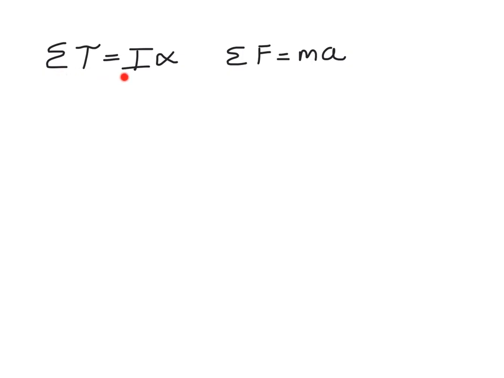Over on the torque side, torque will tend to give us an angular acceleration. It will tend to change, either speed up or slow down a spinning object. But how much it speeds up or slows down depends on the rotational inertia. So this is what we want to talk about.